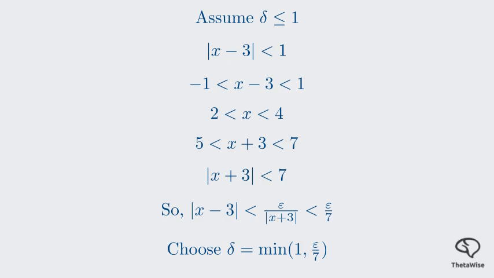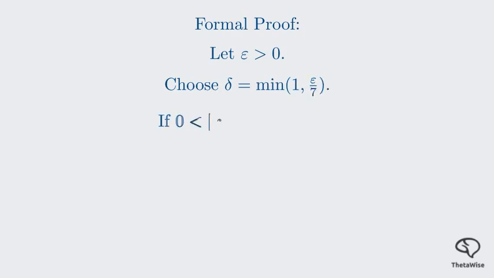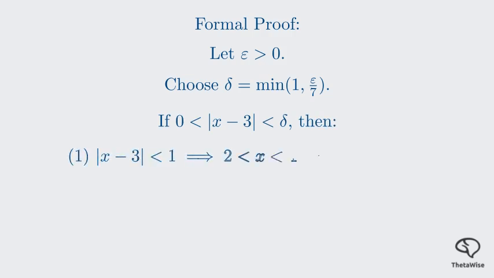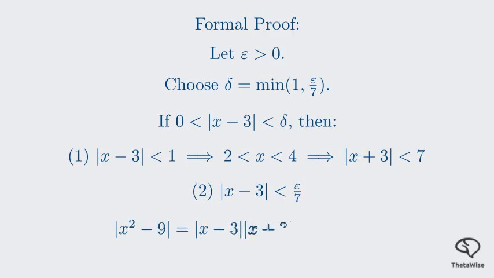Let's formalize. Let epsilon be positive. Choose delta to be the minimum of 1 and epsilon over 7. If the absolute value of x minus 3 is less than delta, it means the absolute value of x minus 3 is less than 1 and less than epsilon over 7. From the absolute value of x minus 3 being less than 1, we showed the absolute value of x plus 3 is less than 7. So the absolute value of x minus 3 times x plus 3 is less than epsilon over 7 times 7. Thus the absolute value of x squared minus 9 is less than epsilon, proving the limit.